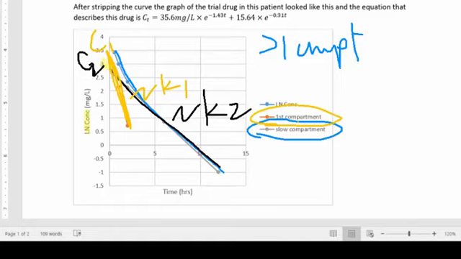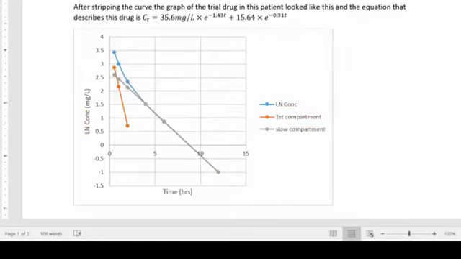Okay, so we've got all of these now. This is our stripped curve, and nicely I gave you the data, didn't I? So here's our fast compartment here. Our y-intercept is here, isn't it? Our C1 is 35.6. Can I read that? Yeah, 35.6.